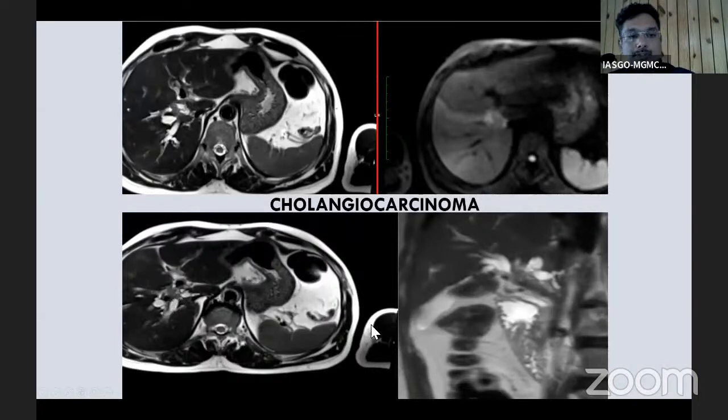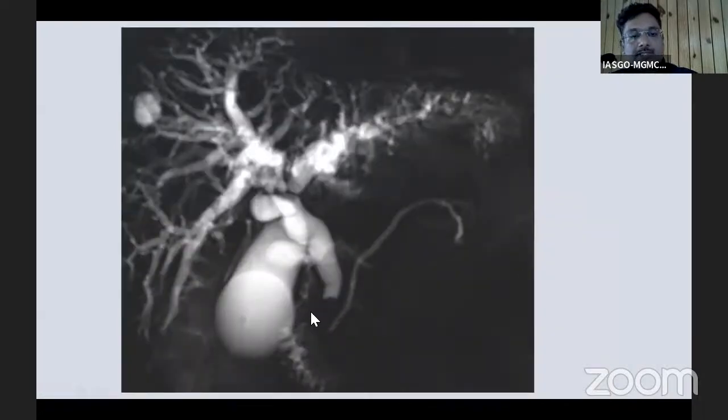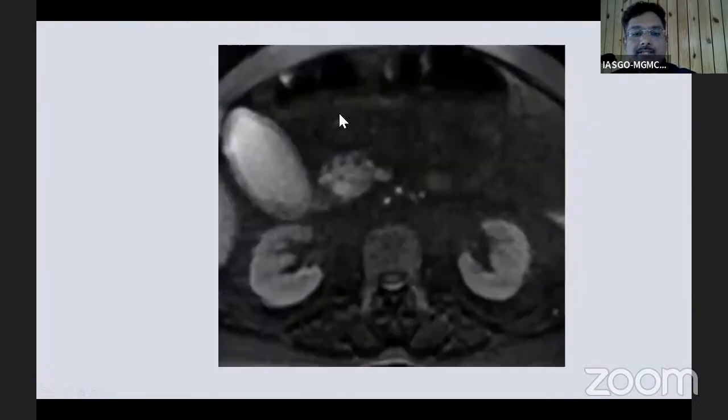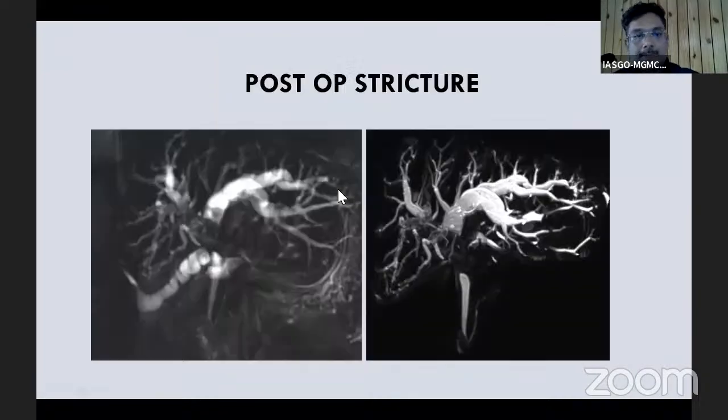This is the second case, in which you can see that there's abrupt narrowing of the distal part of the CBD. We are not very sure what is the cause, either it is a calculus or a mass lesion. If we look at the T2-weighted images, the intensity is that of a soft tissue mass. Here it is a mass, and this is the MPD, and this is an overdistended gallbladder. So probably we are dealing with a malignancy, distal cholangiocarcinoma. This lesion is showing mild restricted diffusion here. This is appearing white on the diffusion-weighted images.